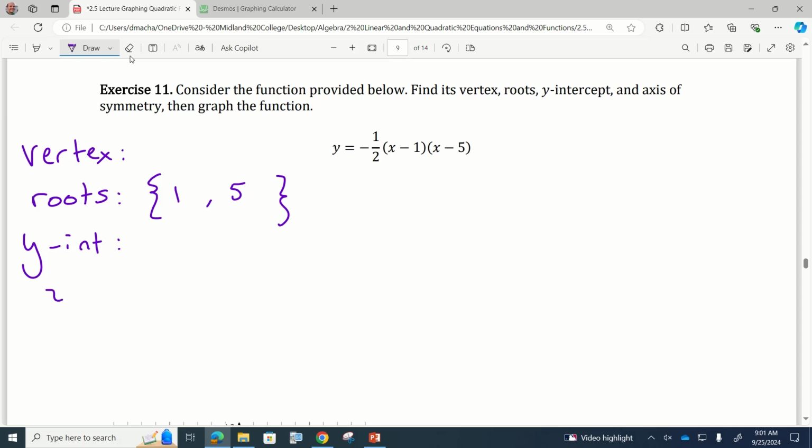My y-intercept, I can't see it because I don't have expanded form ready. But if I set x equal to 0, this becomes -1/2 times 0 minus 1 times 0 minus 5, which is going to be negative 5 over 2.